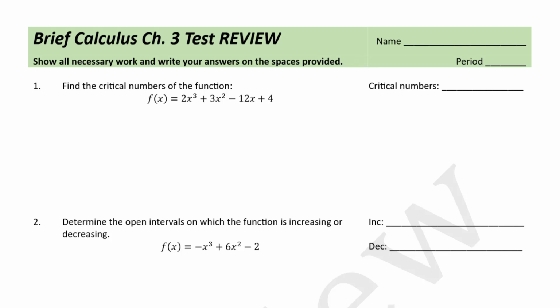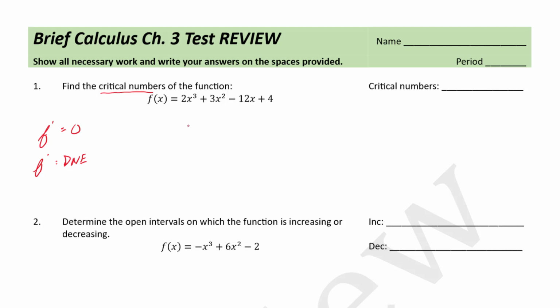First question wants us to just identify the critical numbers. So critical numbers, if we recall, are going to be whenever f prime is equal to 0 or whenever f prime is an undefined value or does not exist.